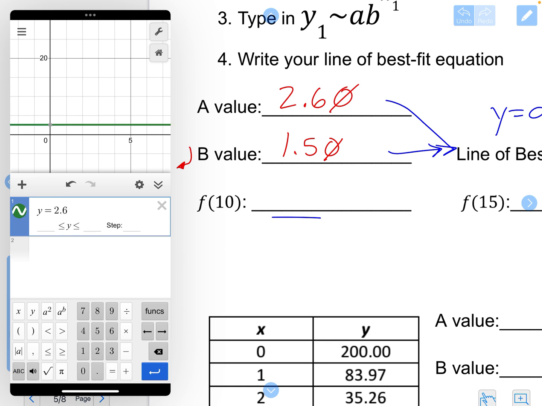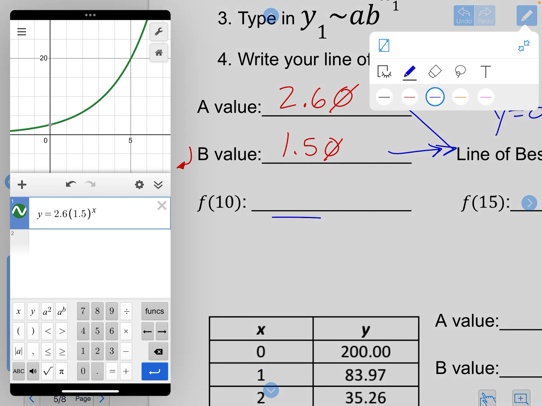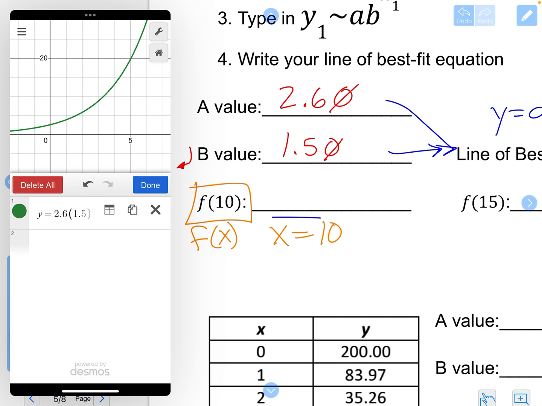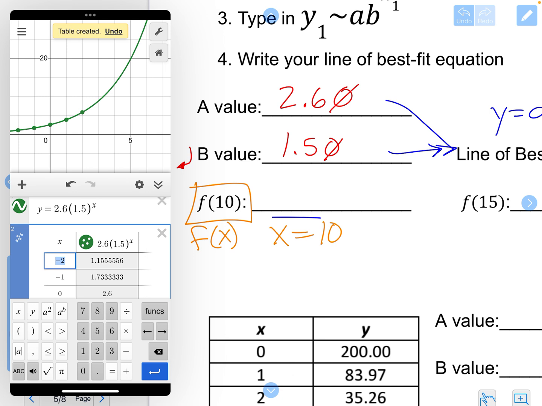I forgot my y. Y equals 2.6. Here I don't need to type in the 0. Parentheses 1.5. AB to the x. And so it gives us a nice graph. And now we can use this equation to predict things. So they want us to predict when f of x equals 10. So normally we see f of x, and all that means is that our x value is 10. So we're going to hit our settings wheel. We're going to turn it into a table, and then we're just going to type in the number 10.